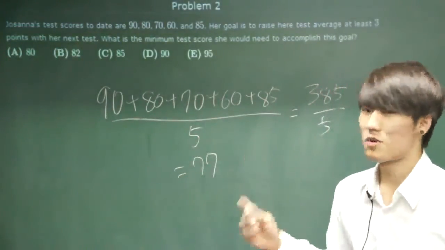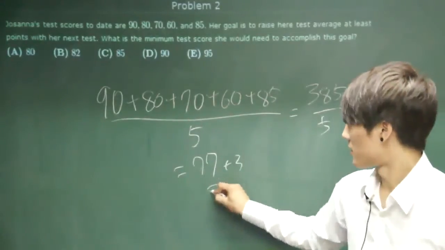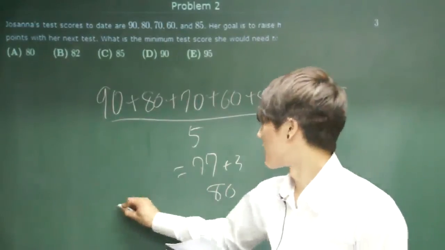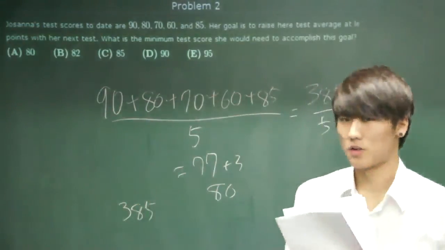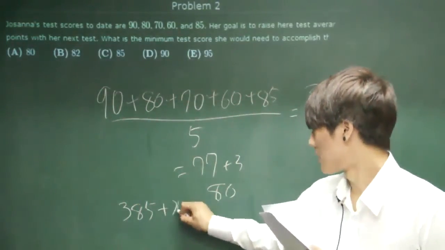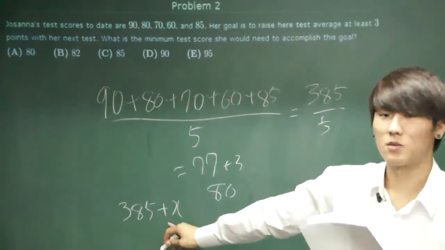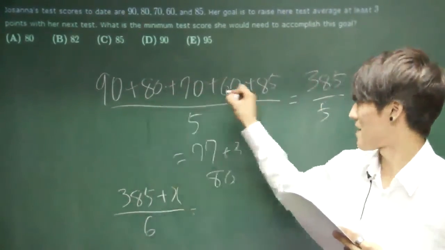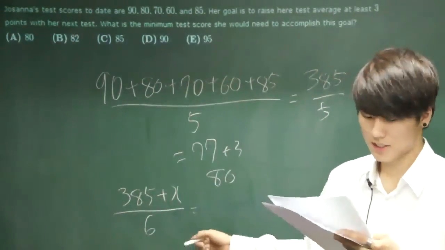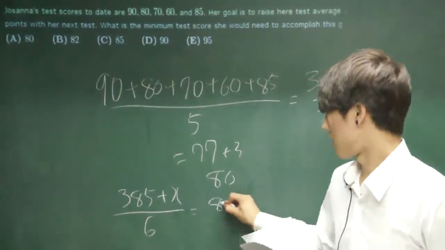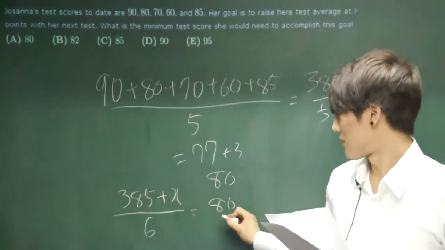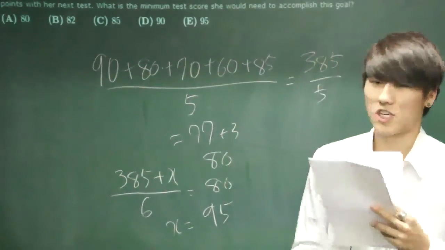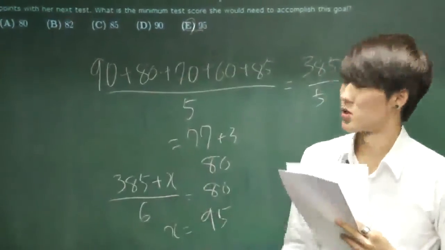She has to raise it by 3 points, which is 80. To make it 80, that means the total score right now she has, 385, plus the next test score that she has to get, let's call it X, divided by 6 because there are 5 tests and the last test, so there will be 6 tests to make it an average of 80. If you solve this out, X becomes 95. She has to get 95 in the next test, choice E.